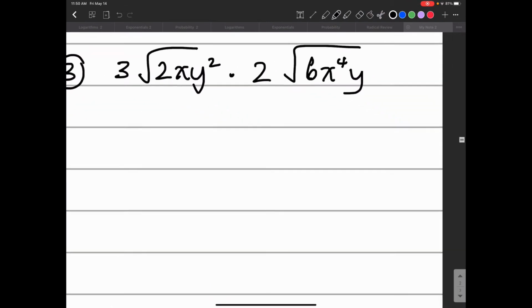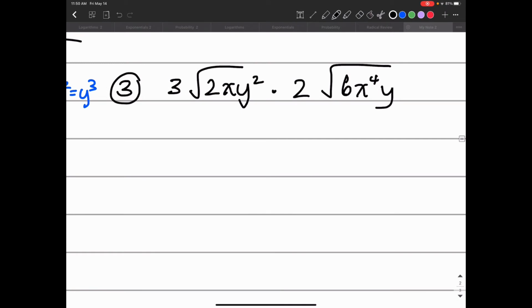For 3, I'm going to first multiply these things together. So I'm going to multiply the constants or the coefficients. 3 times 2 gives me 6. And then I'm going to multiply all the things that's inside. 2 times 6 gives me 12. X times x to the 4th power is x to the 5th power. Y squared times y is y cubed.